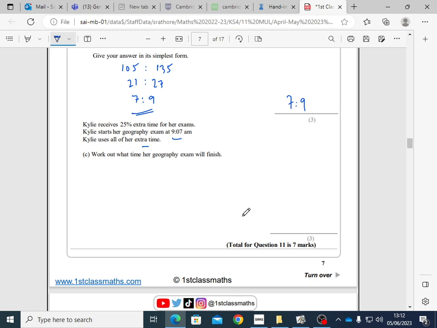What I'm going to do is convert 1 hour 20 minutes into minutes. 60 plus 20 is 80. Now, she gets an extra 25%, which is a quarter, an extra quarter. What's a quarter of that? 20. That's it. So 20 plus the 80 gives how many minutes? 100 minutes. All good with that?